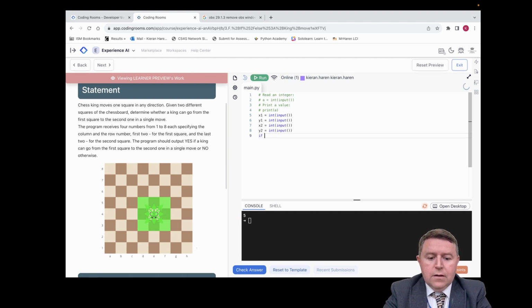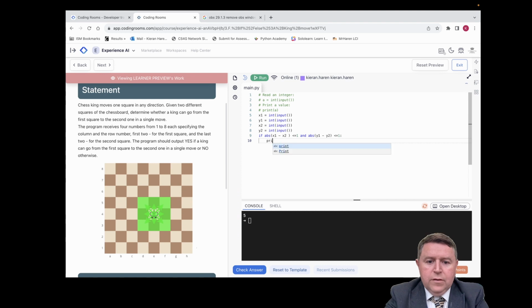If x, we're going to put brackets around that, I think. If x1 minus x2, we need to do the absolute around it, so ABS absolute value, so it's going to be x1 minus x2 is less than or equal to 1, and the second one, which is y1 minus y2, is again, should be ABS here, absolute value, is less than or equal to 1.